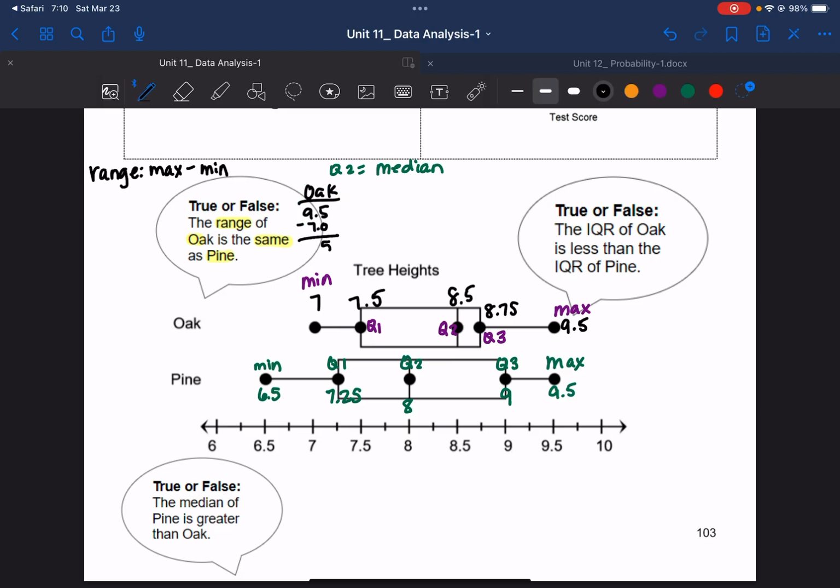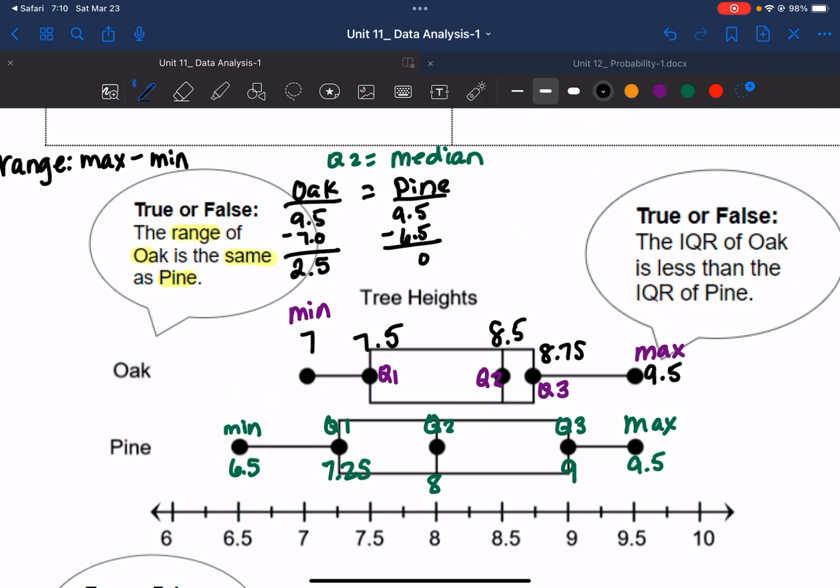Okay. 9.5 minus 7 is 2.5, okay? And it's telling us that basically oak is equal to pine. So let's test that out, okay? For pine, it's going to be 9.5 minus 6.5. 5 minus 5 is going to be 0. 9 minus 6 is 3. So that means that this one is 3.0, or just 3, okay? These are not the same, so this is false, okay?